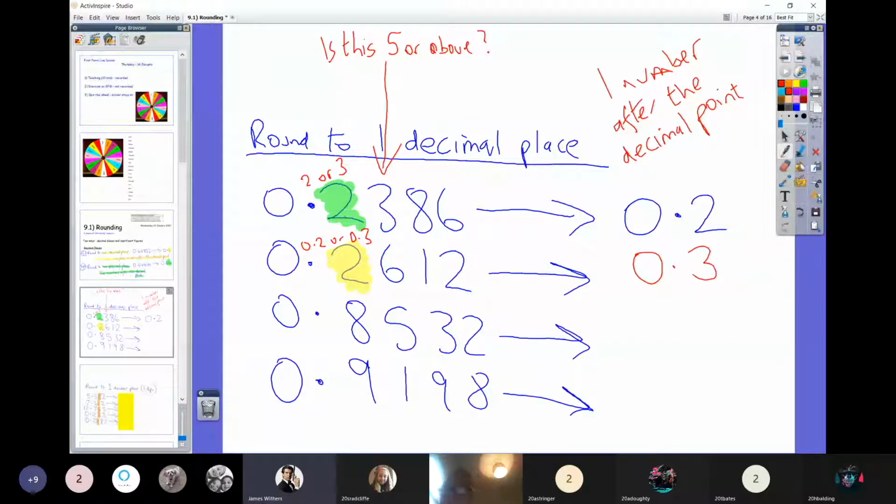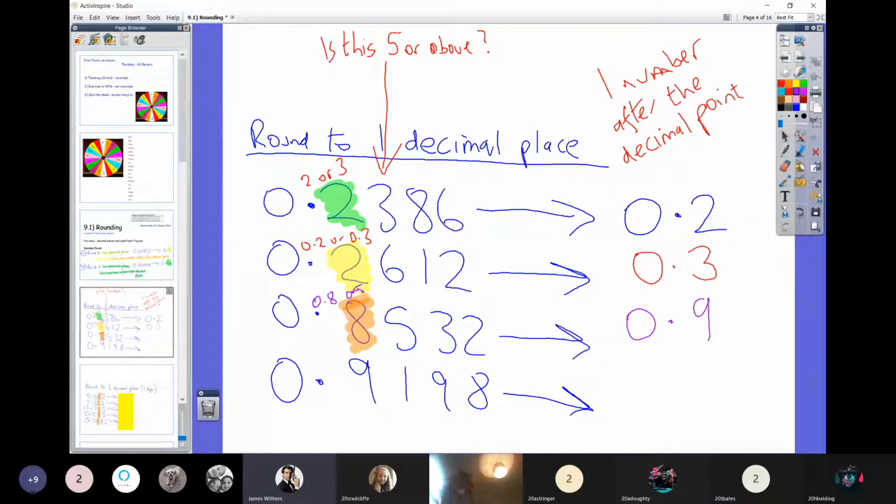So have a think about the third one. You might not have enough time to write it down, but just have a think. First of all, say to yourself, what are the two possibilities for your final answer? Well, it could either be 0.8 or it could be 0.9. They're the only two possibilities. We either stick with the 8 or we round up to the 9. Now, is the next number 5 or above? Yes, it is. So we go for 0.9.